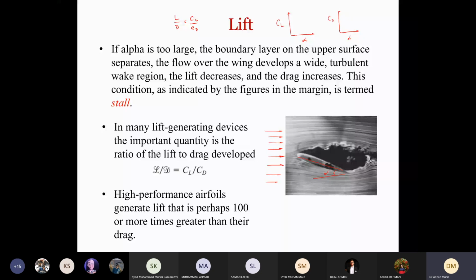So we want to maximize this. Because we want to maximize this, sometimes we also have a plot of CL versus CD for alpha, and it changes like this. Actually it's not here, but if we plot it like this, it will be something like this, and then we will have the stall condition over here. Okay, so high performance airfoils generate lift that is perhaps 100 or more times greater than their drag force. So we already saw this also.